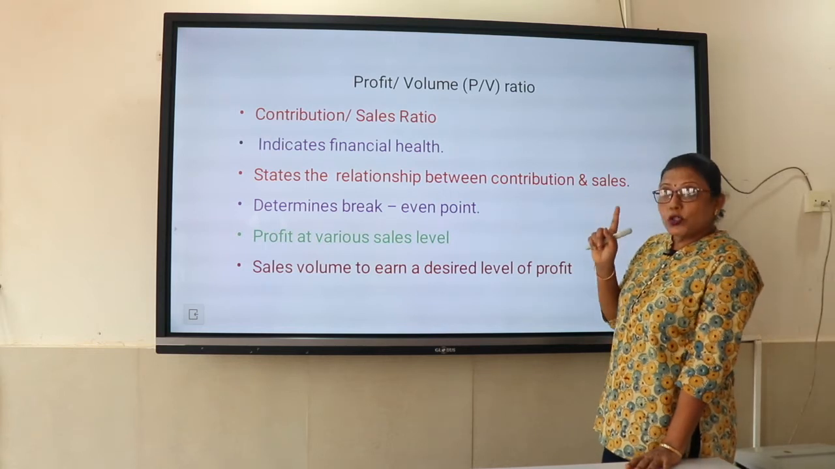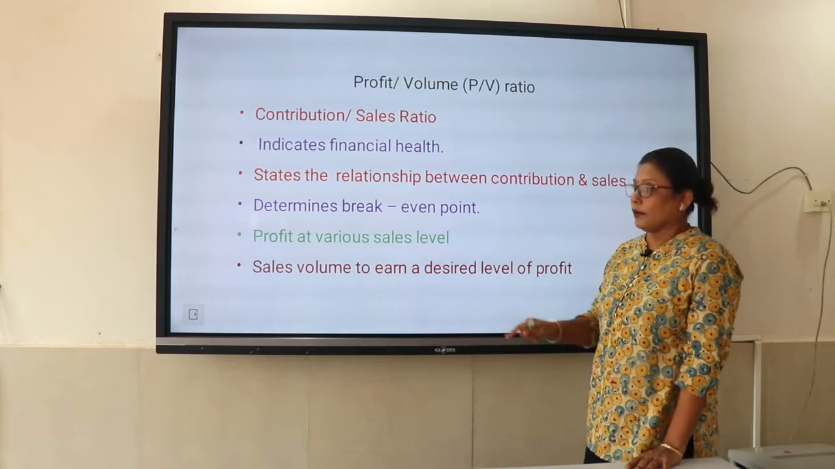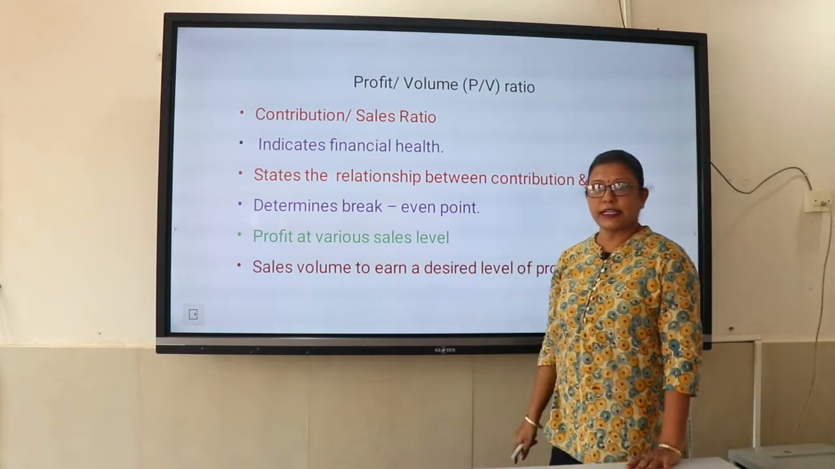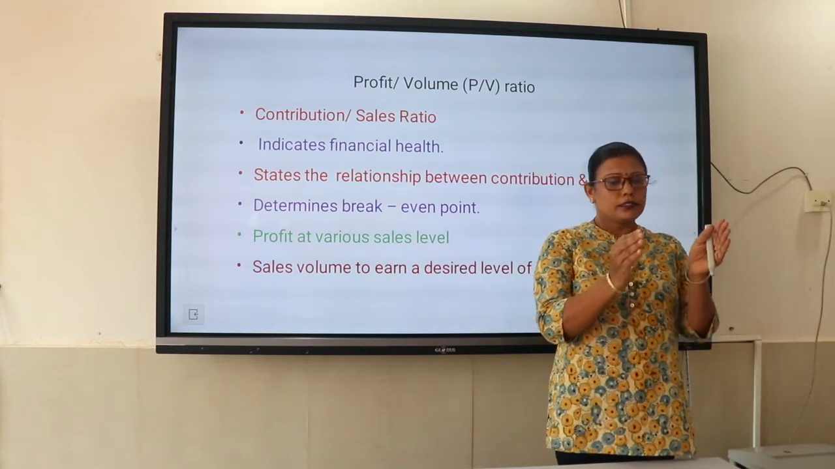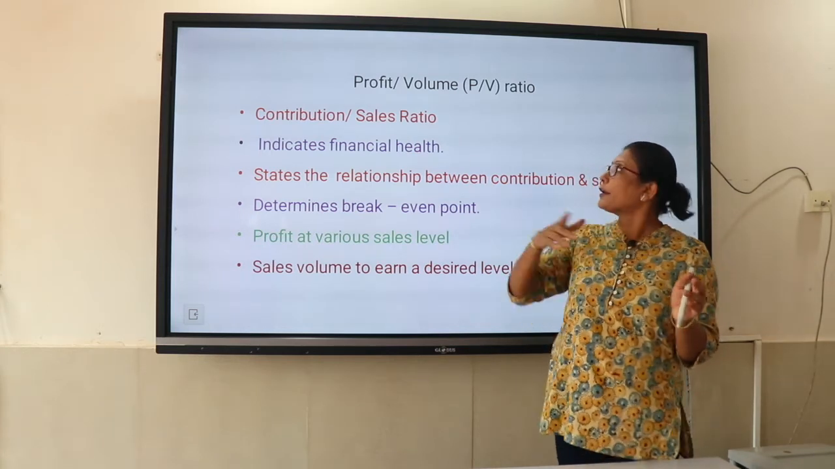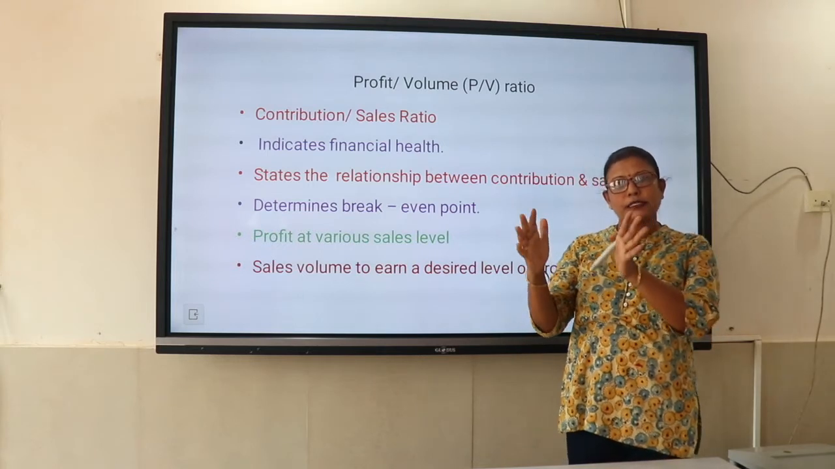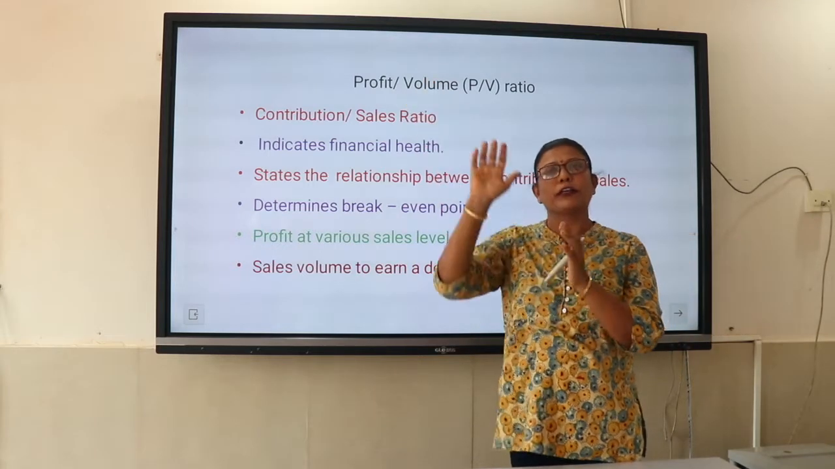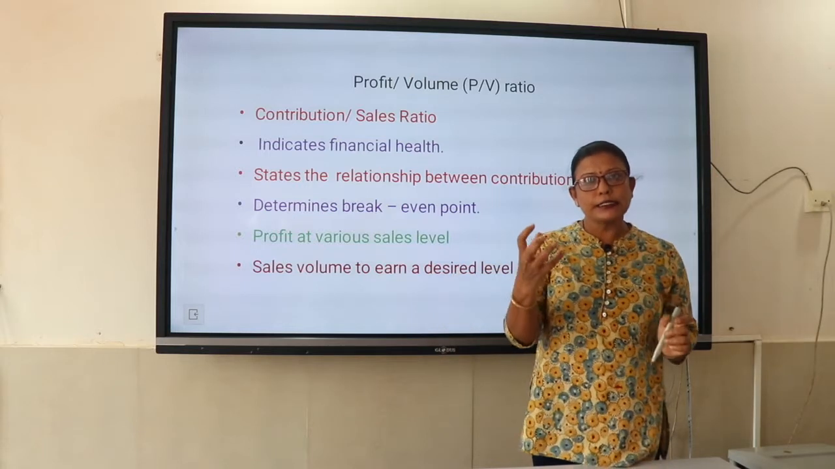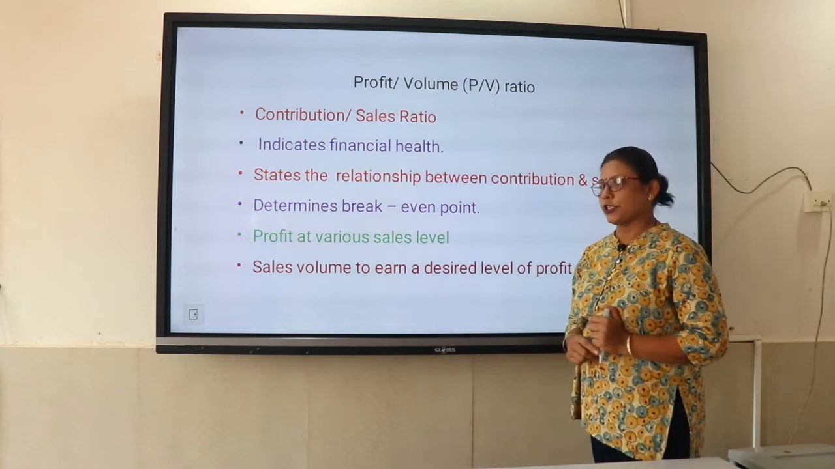PV ratio also helps us to determine profit at various sales levels. That means if I sell 10,000 units, what will be my profit? That I can find out with the help of profit volume ratio. If I increase the sales by 5,000, what will be the effect on my profit? So these types of decisions I can take with the help of profit volume ratio.